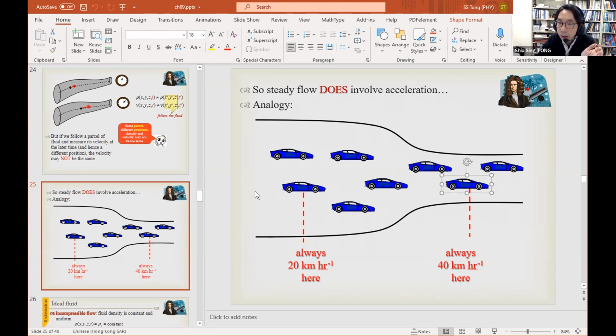Okay, so you can see in this analogy of a car moving along the road, the car does accelerate along the road. Although if you are looking at a fixed position, you will find that the velocity of the cars that come in and go away remains unchanged for that fixed position. So that is the meaning of steady flow. Steady flow does not mean that the car does not accelerate, but for a fixed position, the velocity is always the same for different cars there.